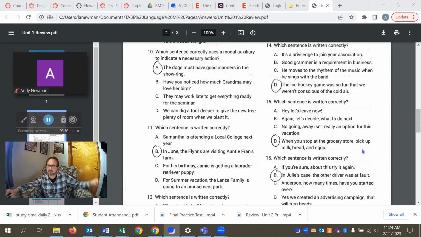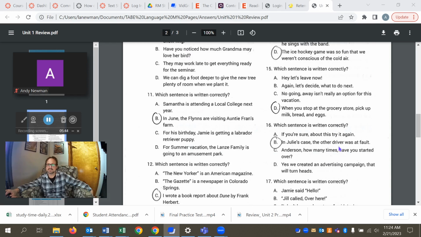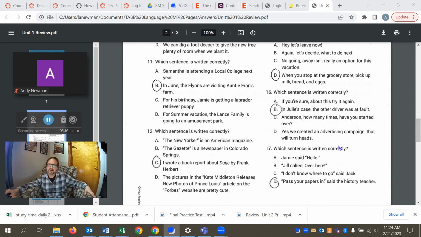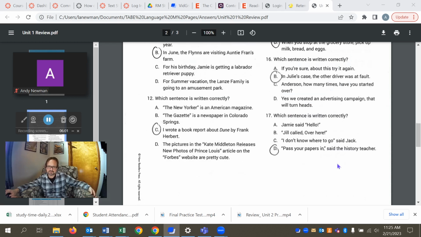15 is D, when you stop at the grocery store, pick up milk, bread, and eggs. Looks like we're dealing with comma placement here. And in D, we have the correct placement of commas in a list or in a series in a sentence. Okay, 16, our correct sentence is B. In Julie's case, the other driver was at fault, and this is comma placement again, and we have an introductory element followed by a comma and then an independent clause.